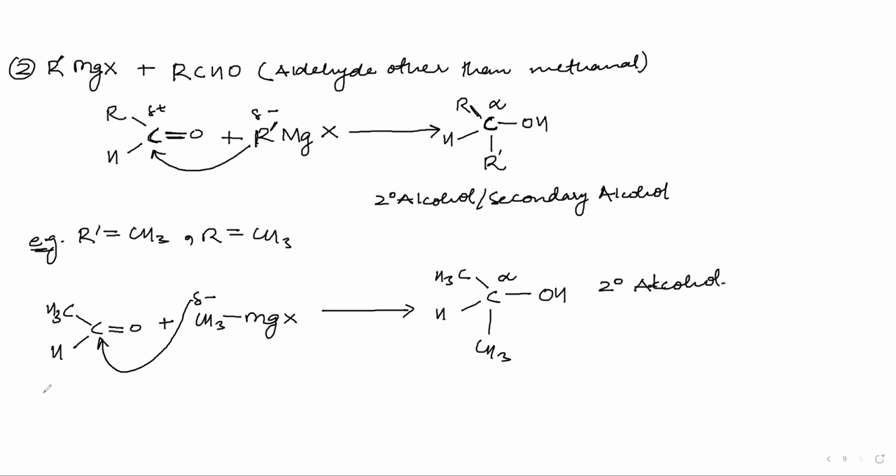2-degree alcohol. Okay. So if you have an aldehyde other than methanol, you will be getting a 2-degree alcohol. You can take any example.